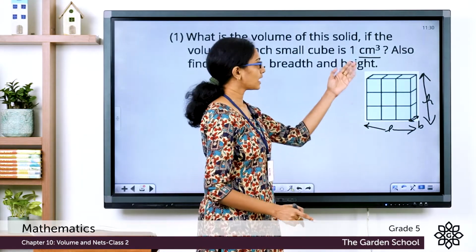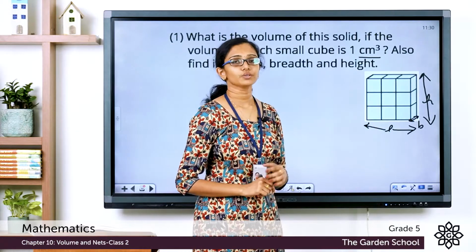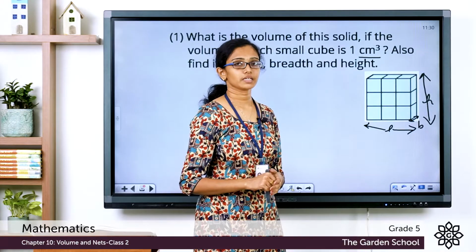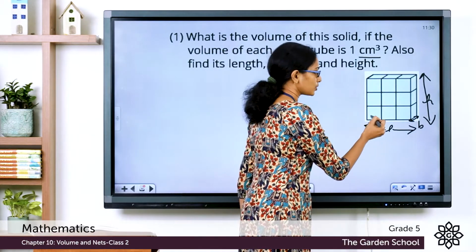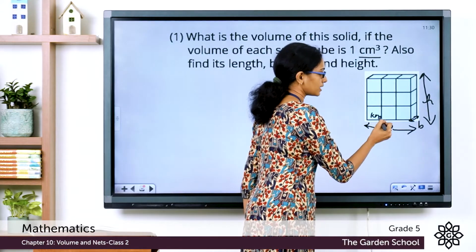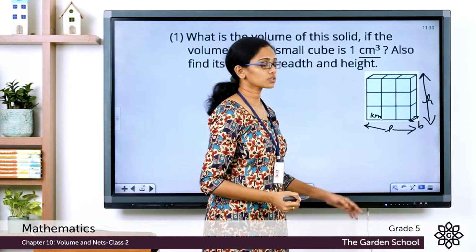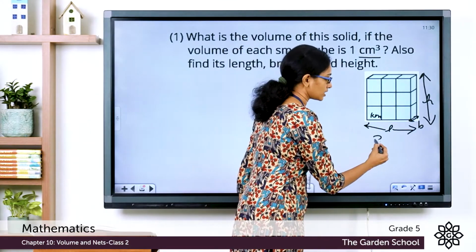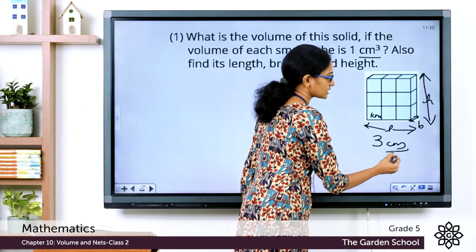See, we are being told that each of these cubes here is a unit cube, which means each cube has a side of 1 centimeter here. So, one cube will be 1 centimeter and we have 3 cubes here. So, it will be 1 plus 1 plus 1, 3 centimeters. So, the length will be 3 centimeters.